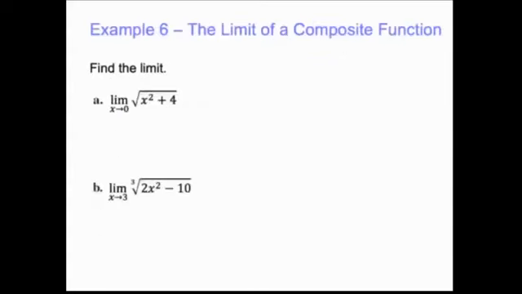Now let's practice using theorem 1.5. For example 6, we're told to find two different limits. The first limit is the limit as x approaches 0 of the square root of x squared plus 4. So in this problem, the square root of x squared plus 4 is f of g of x. So we're going to write that down first.